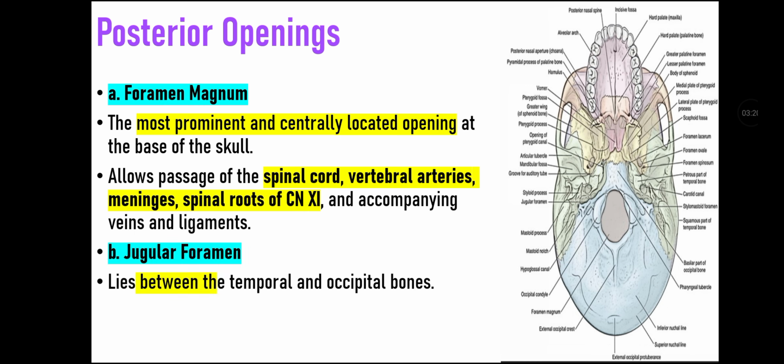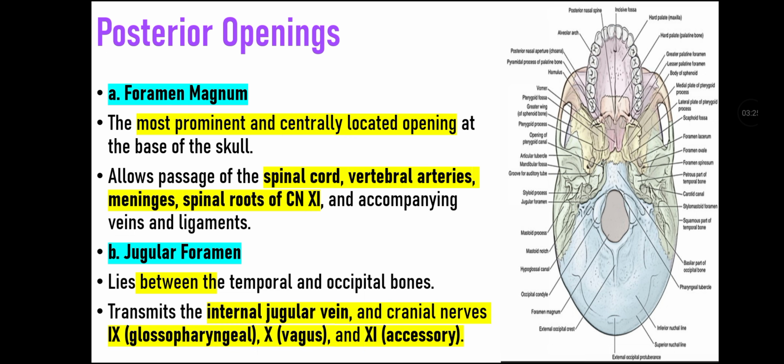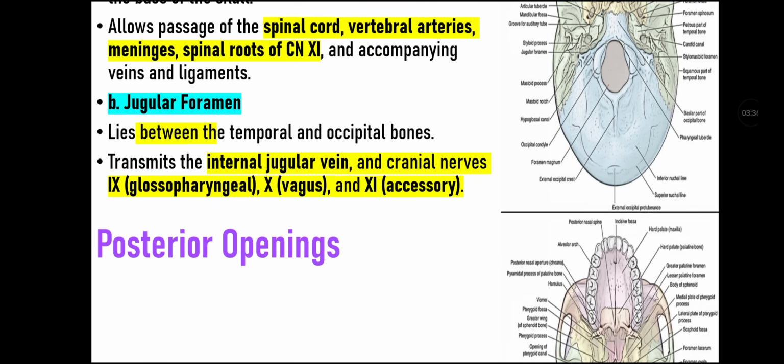Next is jugular foramen, that lies between the temporal and occipital bone. It transmits the internal jugular vein and cranial nerves like 9th, 10th, and 11th. Ninth cranial nerve is glossopharyngeal nerve, 10th cranial nerve is vagus nerve, and 11th cranial nerve is accessory nerve.